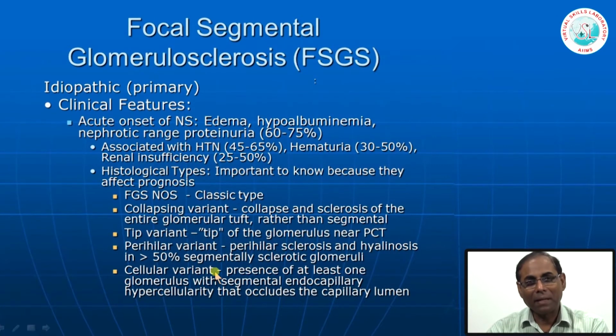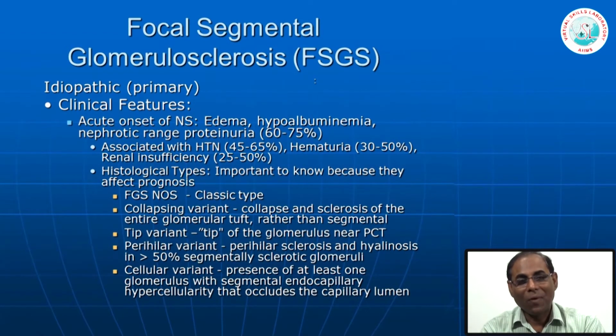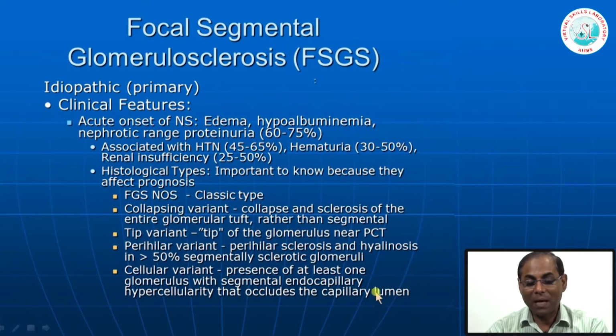It is a very rare variant, and that is why it is a little controversial, but for a theoretical class I should mention that one variant is described which is known as the cellular variant, and this is present in at least one glomerulus with segmental endocapillary hypercellularity, that occurs inside the capillary lumen. That means there you can get some amount of hypercellularity in a segmental nature along with sclerosis, but I have a feeling that this cellular variant is still controversial, and we may not actually pay much heed to this variant. This is extremely rare also.